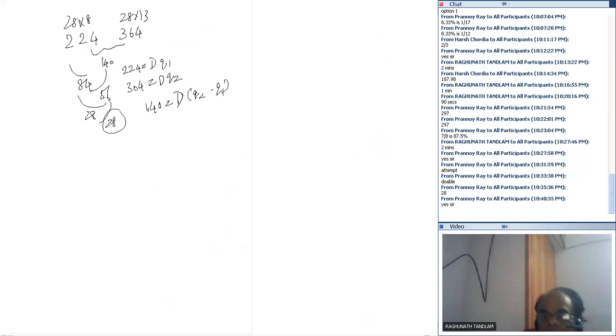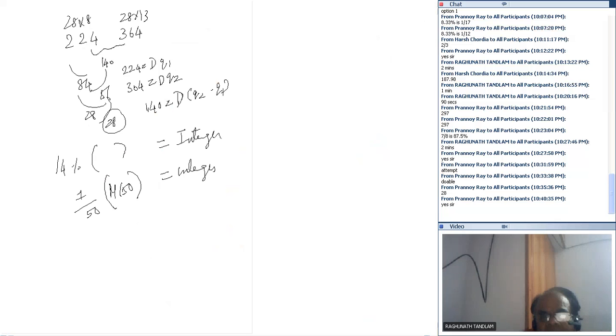See, the points scored by a person is 14% of total. This has to be an integer. And 14% as a fraction is 7 by 50. When will this become an integer? When the total is a multiple of 50.